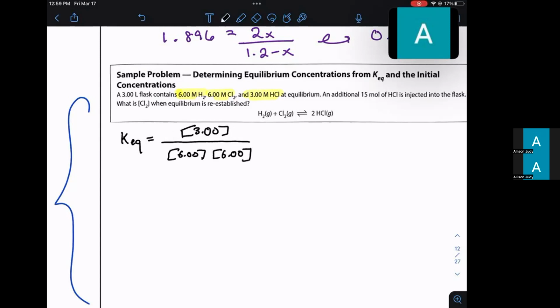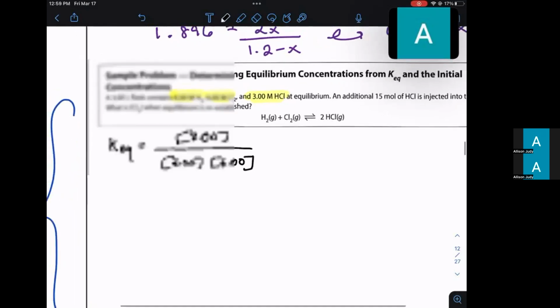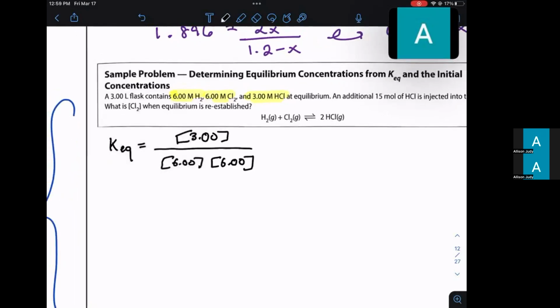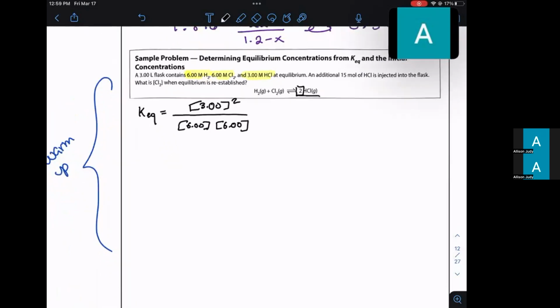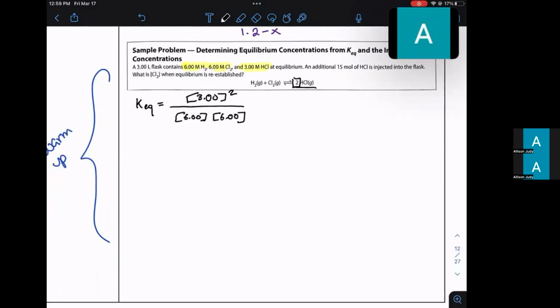The 3-liter figure plays no part in the KEQ equation? No, it does actually. When your products are gases or in aqueous solution, it does matter. So this concentration of HCl, it's 3 molar, but it's actually squared because we have 2 HCl. In this expression, we have the concentrations raised to their molar coefficients. So that's the expression for KEQ.